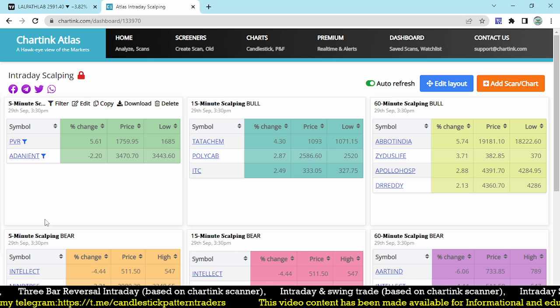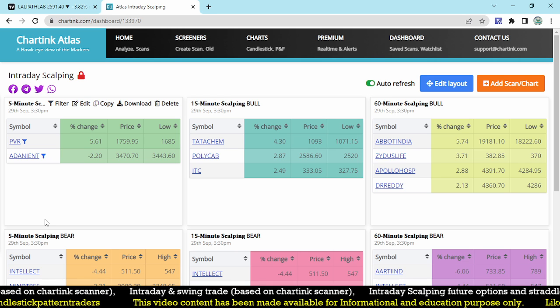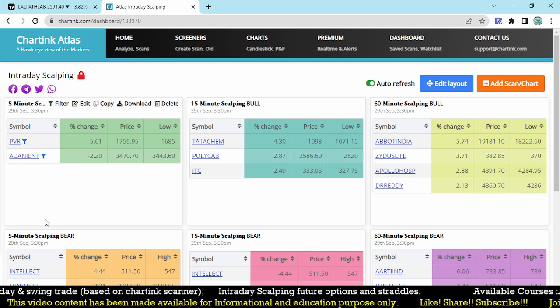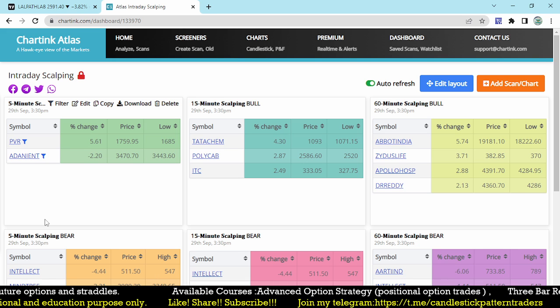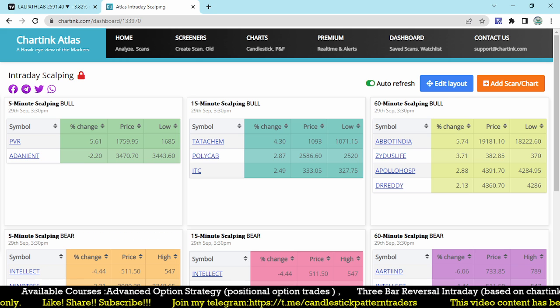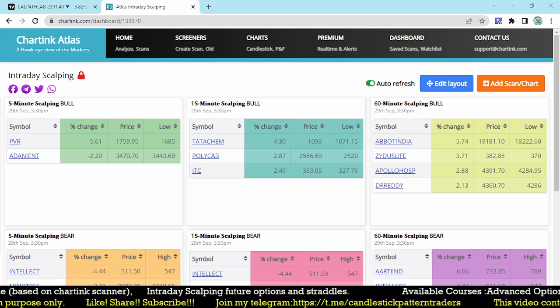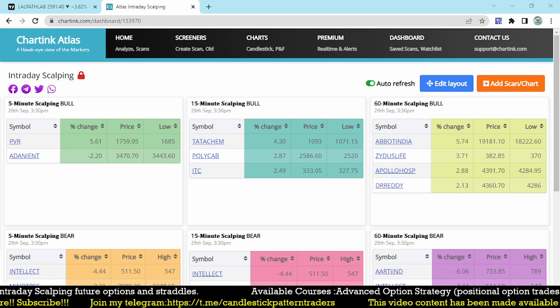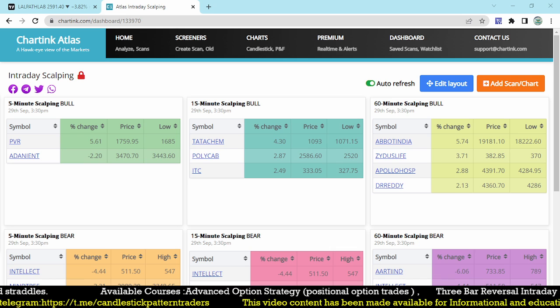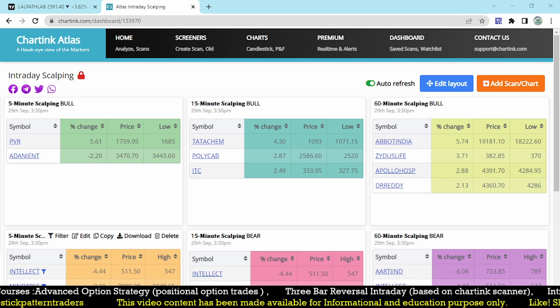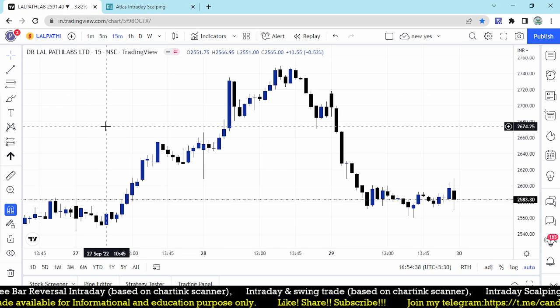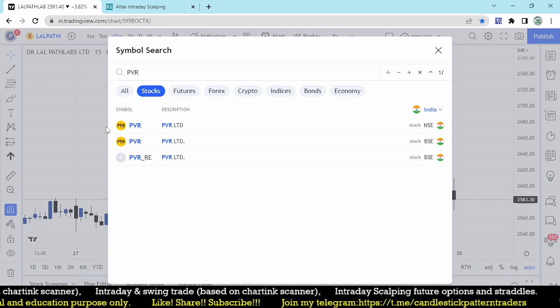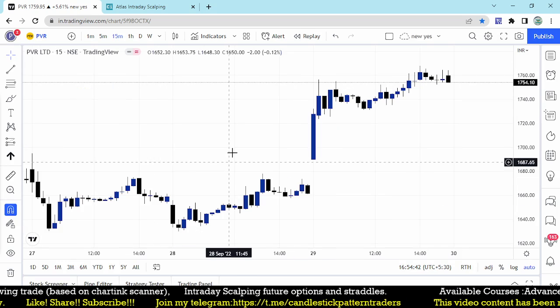Today there are two stocks, one is PVR and another one is Adani Enterprise. These are the two stocks that formed a first 5 minutes scalping bullish. Let me check it out, just wait. Let me check this chart, how it performed, or how the stocks formed a candlestick pattern after market open.